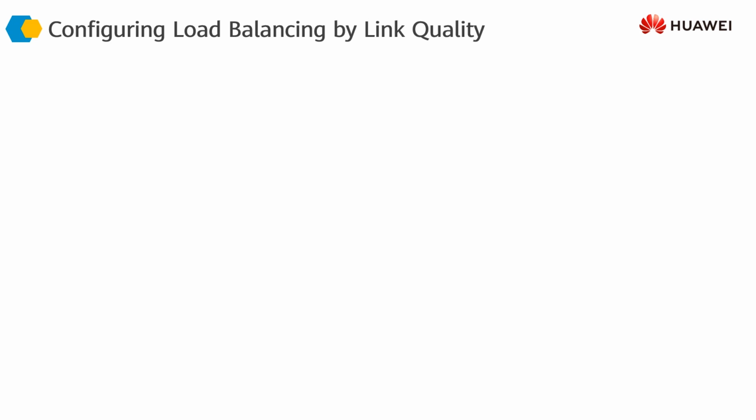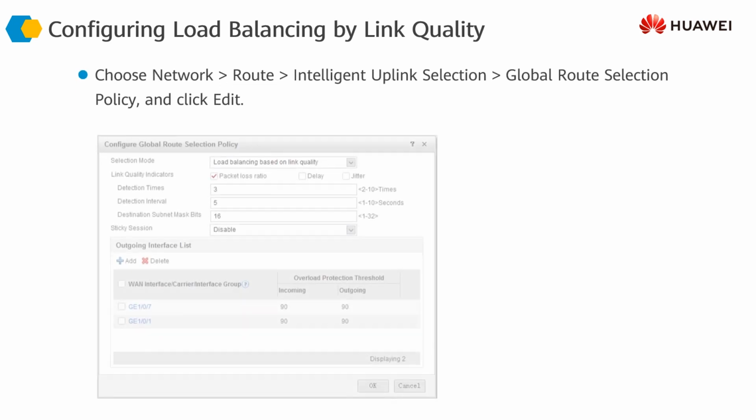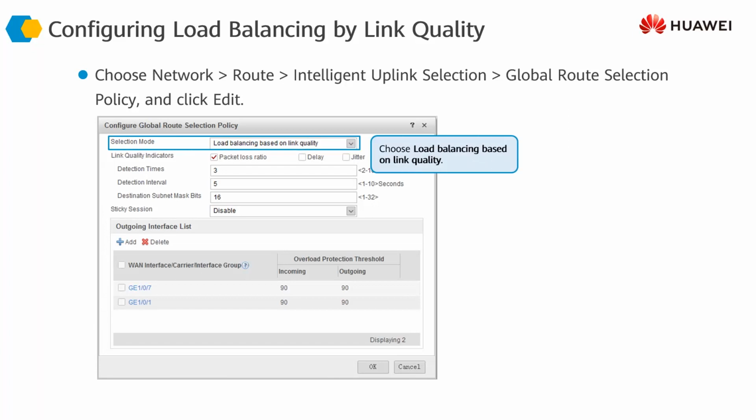If you look at the configuration, once again you edit the global route selection policy, and this time instead of selecting load balancing based on link bandwidth, we select load balancing based on link quality, and then we select the parameter to be used for checking the quality of the link. As I mentioned earlier, generally the packet loss ratio is selected. So we select packet loss ratio, and then we include the links which we want to use for load balancing traffic across.